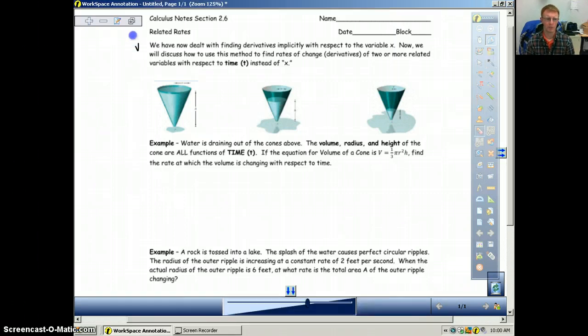So you can read up here, it says we have dealt with finding derivatives implicitly. So we did the implicit differentiation with respect to the variable x. What we're going to do now is talk about using the same method to find rates of change, which is still a derivative, when we have multiple variables, but we're going to be doing everything with respect to time. So for example, when I say that you're driving on a road, like what we were working on in class with our velocity, our acceleration, and our position, everything that we do there is with respect to time.